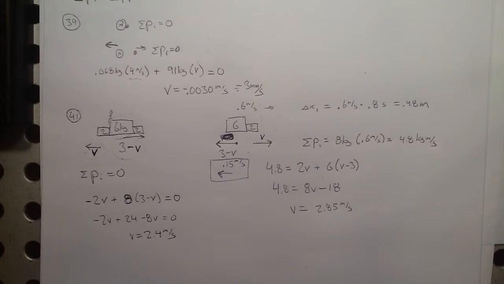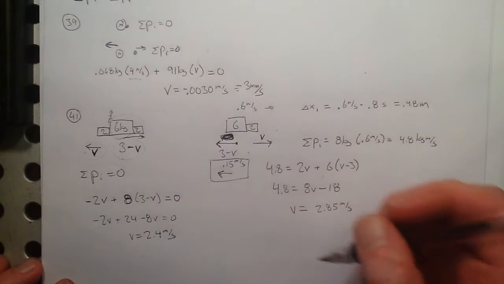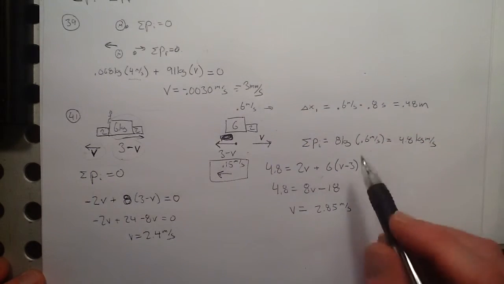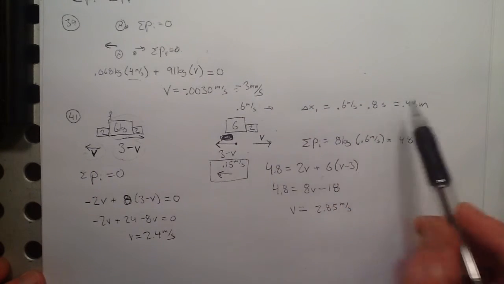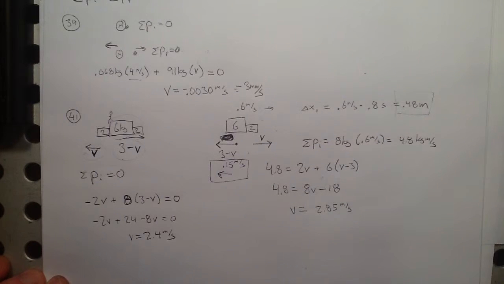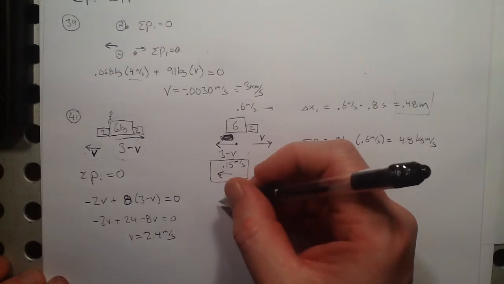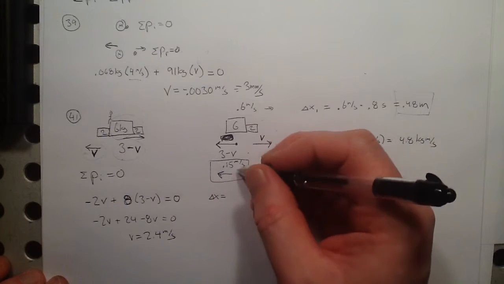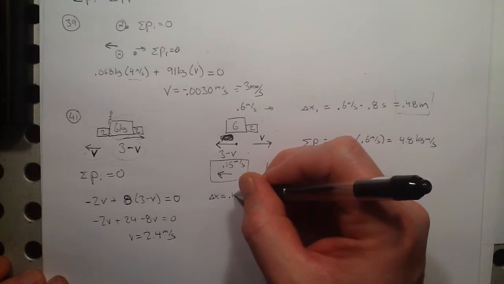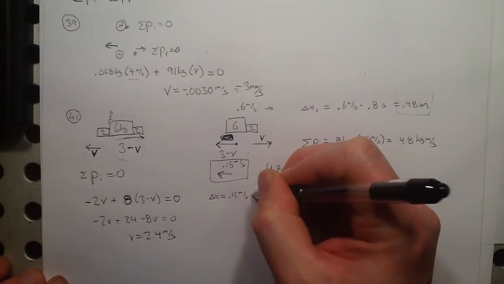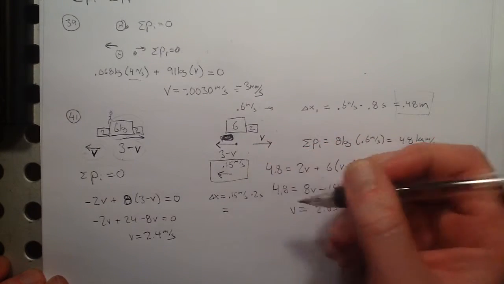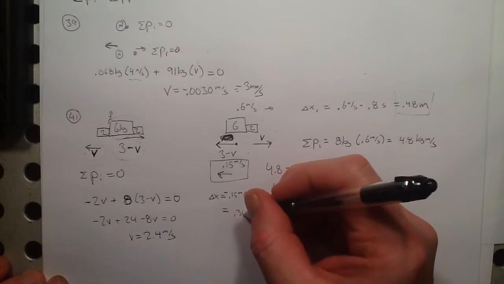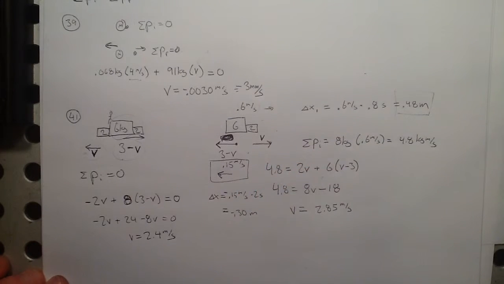And then it's going to do that for 2 seconds, right? Because they want to know where it is at 2.8 seconds. For the first 0.8 seconds, we already did that here. That's how far it goes. So for 2 seconds, it's going to go with a velocity of 0.15 meters per second for 2 seconds. And that's in the negative direction. So that's negative 0.30 meters.